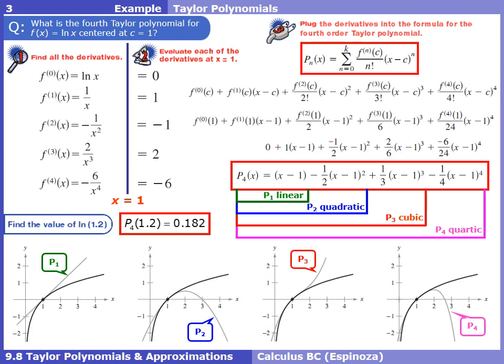As a usual follow-up question, what if we wanted to approximate the natural log of 1.2? Well, remember, without a calculator, that's basically impossible. We don't know how to find the natural log of 1.2. But we could, of course, instead plug 1.2 into our Taylor polynomial here and see what that's equal to. That would be an approximation and not an exact answer. So it turns out if you were to plug 1.2 into our fourth degree Taylor polynomial, which would be p of 1.2, we would end up with an approximation of 0.182.